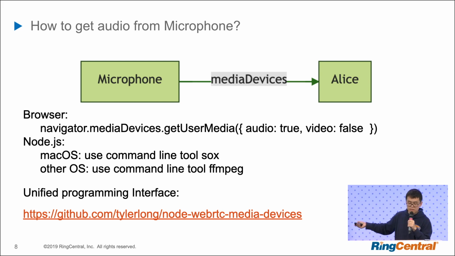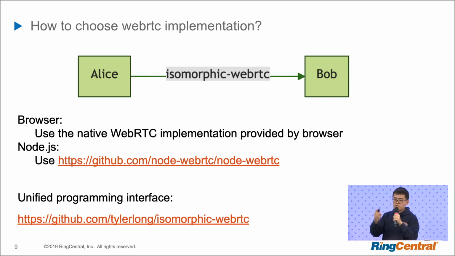I continue to the second question, how to choose the WebRTC implementation. For browser, the answer is very obvious because the browser provided WebRTC support already. You just use the browser provided native implementation. But for the other environment, for Node.js, you need to use the Node.js library. Again, I created a new NPM library to provide a unified programming interface. You just use this library, and this library will smartly choose the correct implementation. For browser, it uses the native one. For Node.js, it uses the Node.js library.